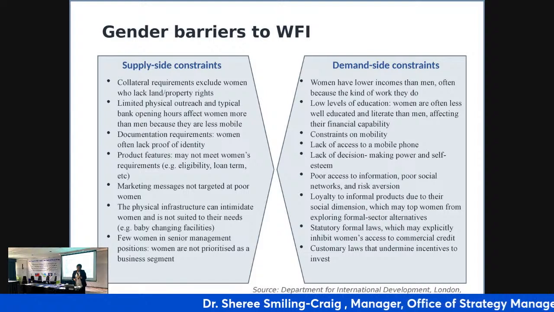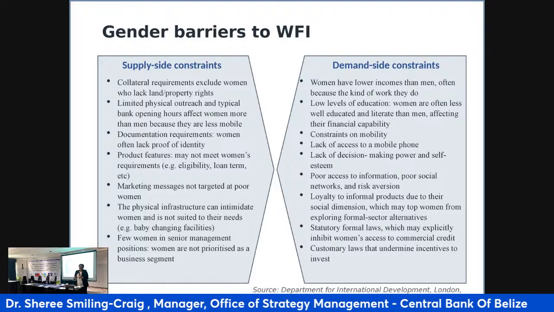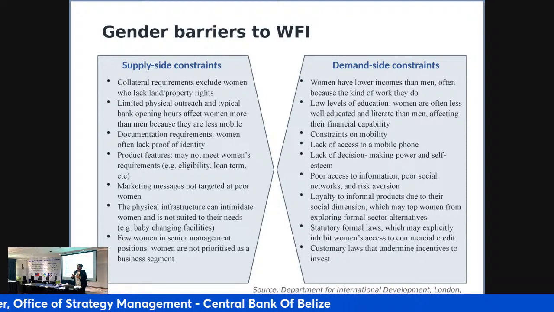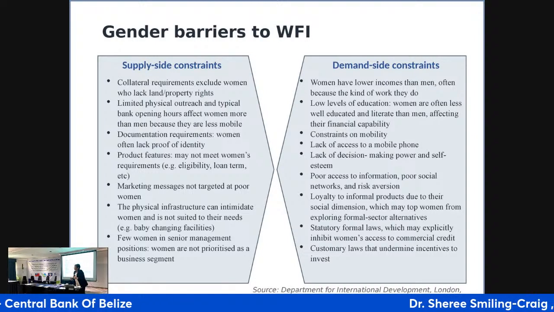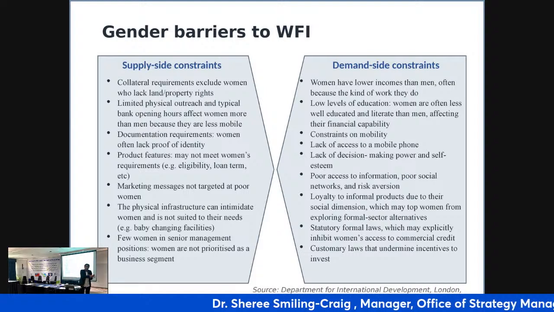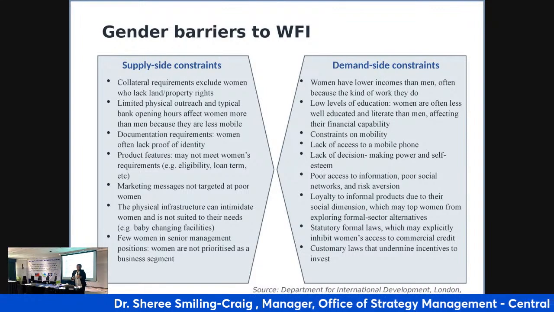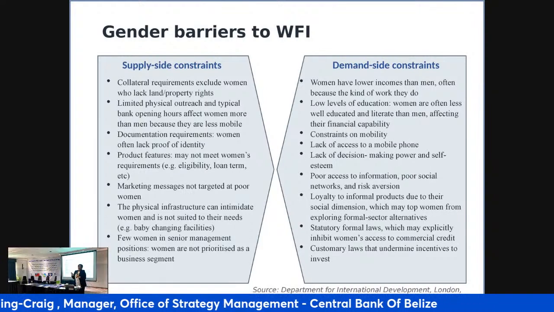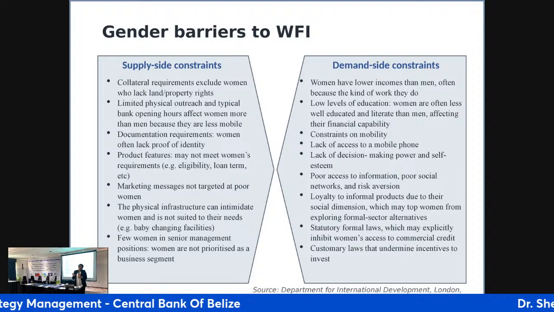Documentation requirements: women, especially in rural communities, often lack documentation, be it their IDs, or the utility bill is not in their name. I always tell women, put the utility bills, all the bills, in your husband's name. But then when it comes to proving where you live, you have to get your husband to say, okay, she's still my wife, she lives with me, and then the bank will accept that, right?